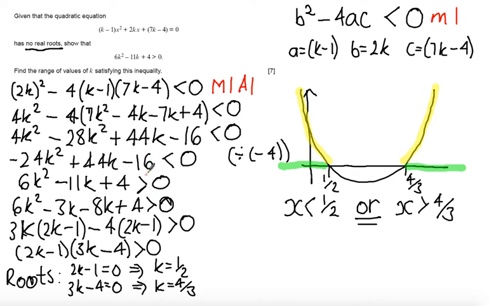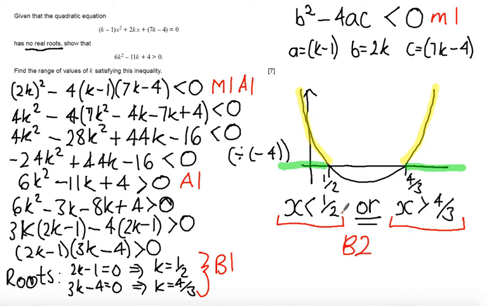Continuing on, if you have shown convincingly how to expand and rearrange to get to the required inequality that was given in the question, you get an accuracy mark. Following on from this, if you have got these critical values, the roots, you get, actually it's not an accuracy mark, so let's just rub that out. It's actually a standalone B1 mark. And then if you have got both of these inequalities correct, you can get 2 standalone B marks.